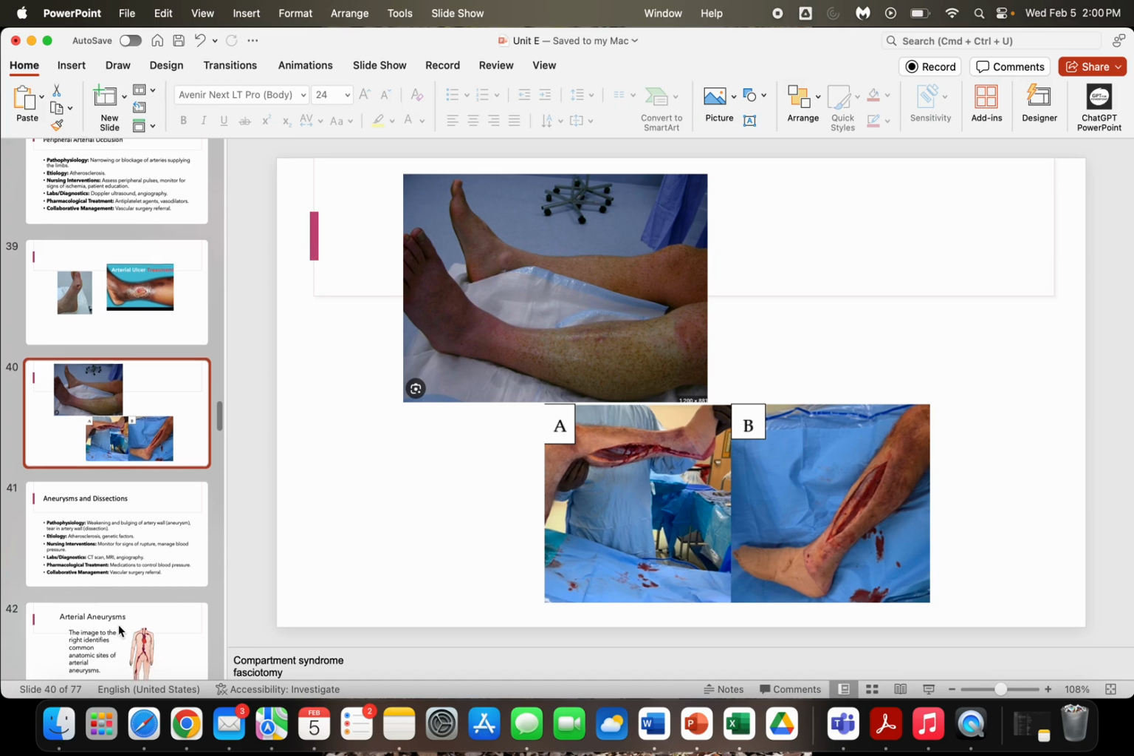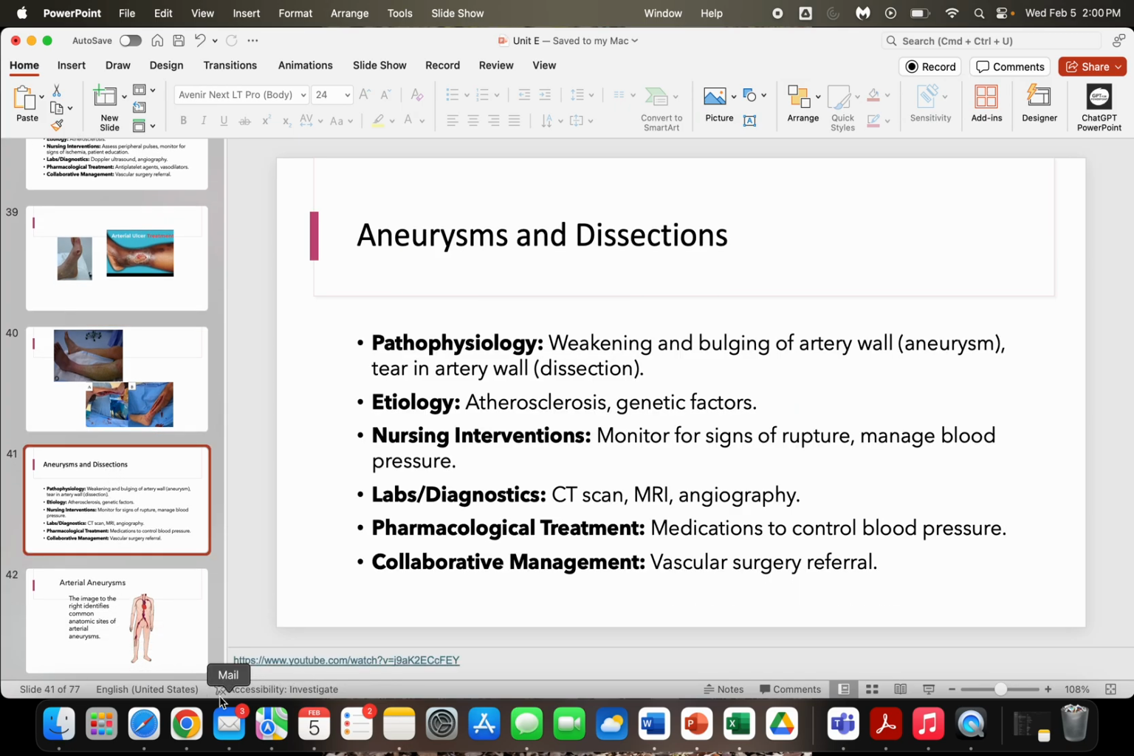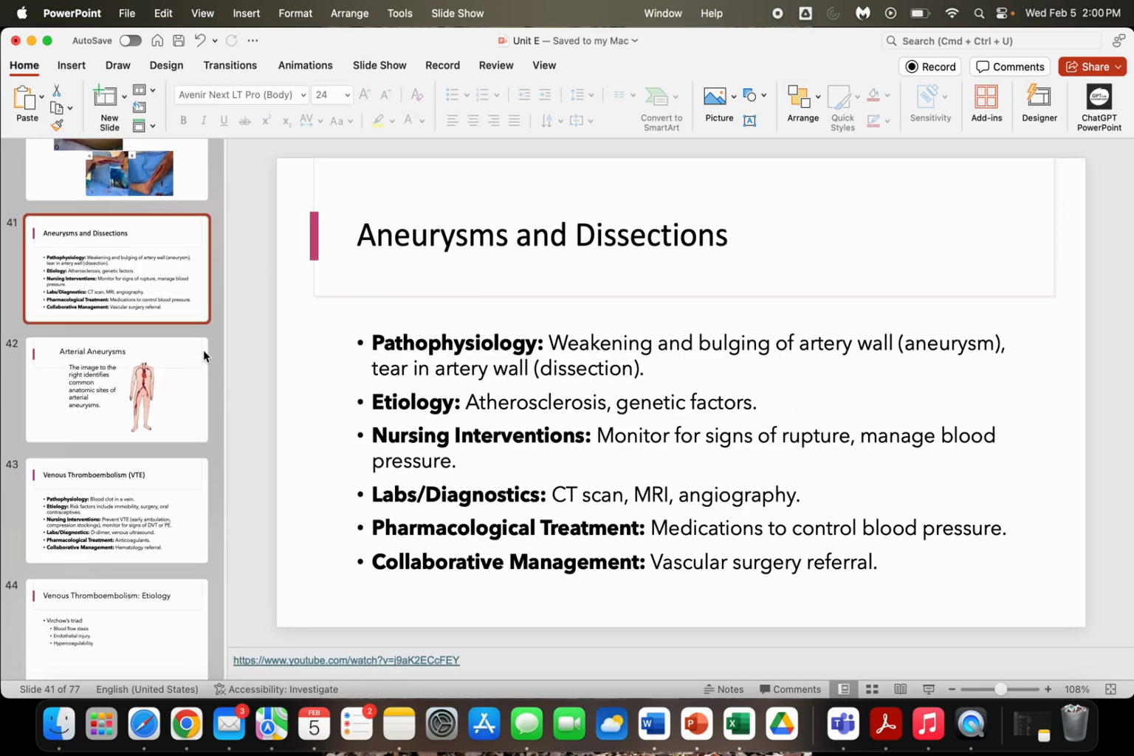It doesn't happen very often, but it definitely can happen. Okay, so let's talk about aneurysms and dissections.